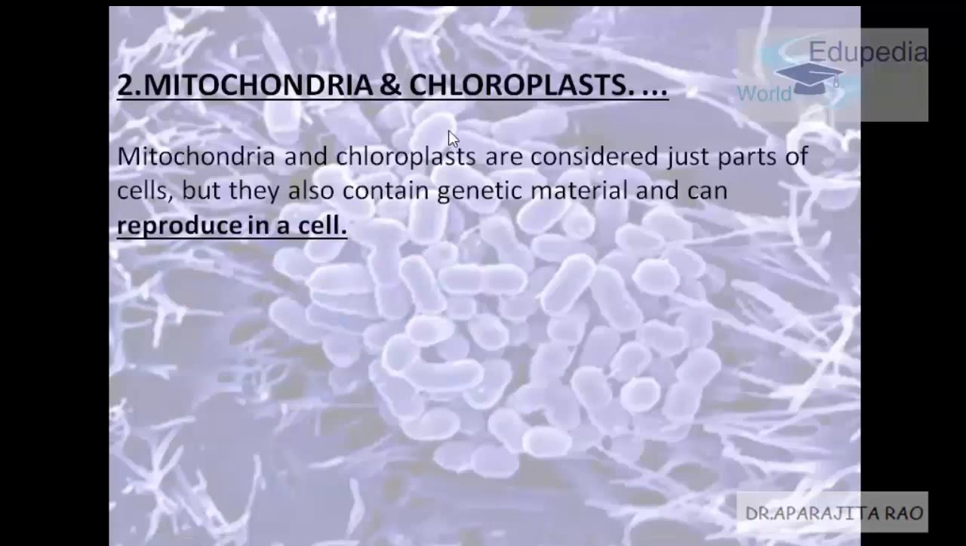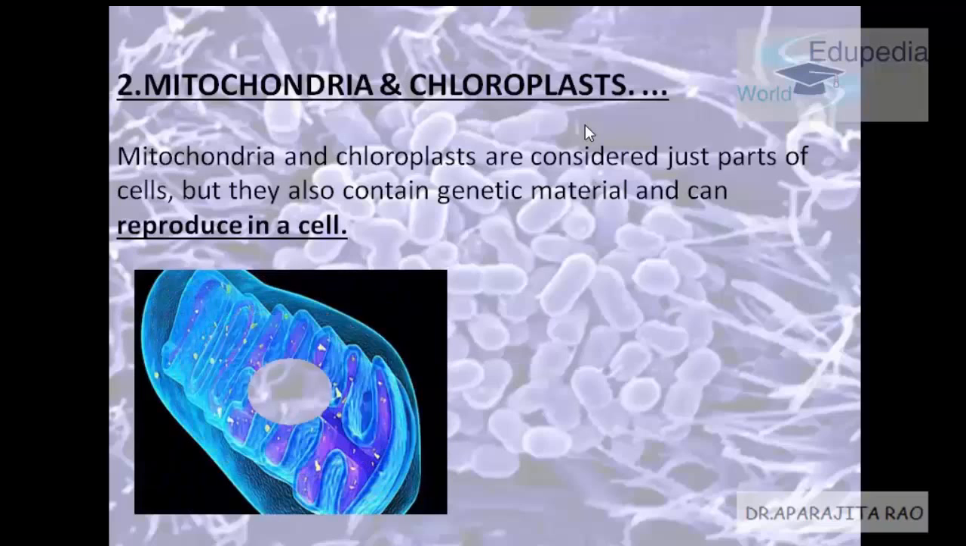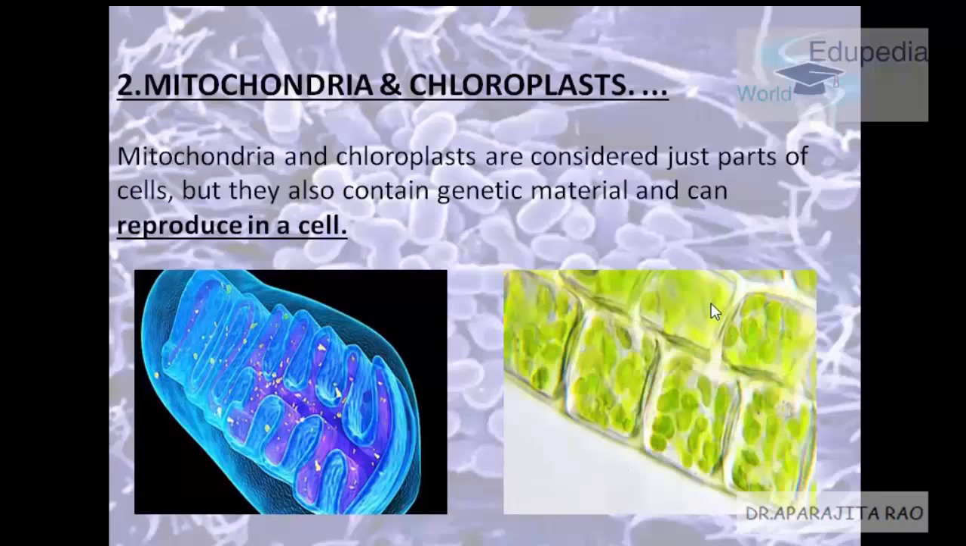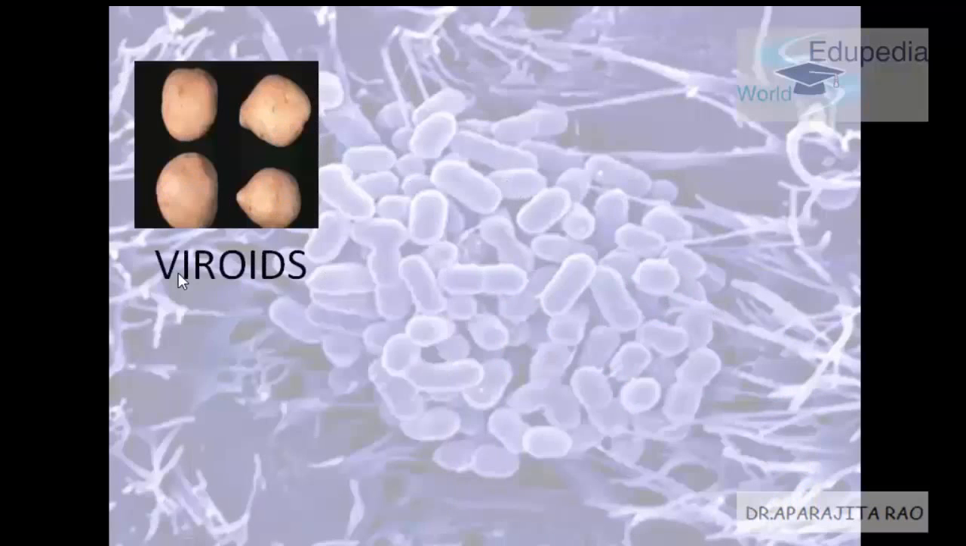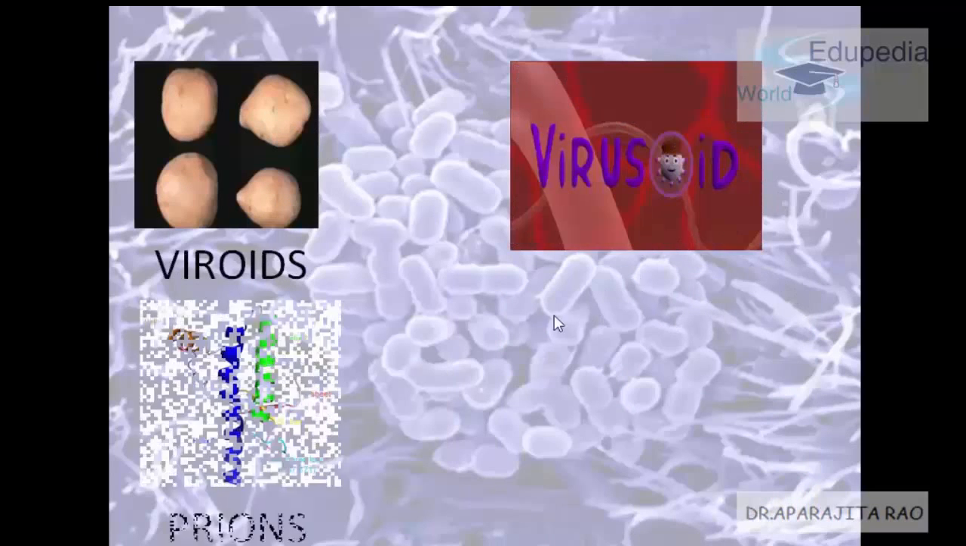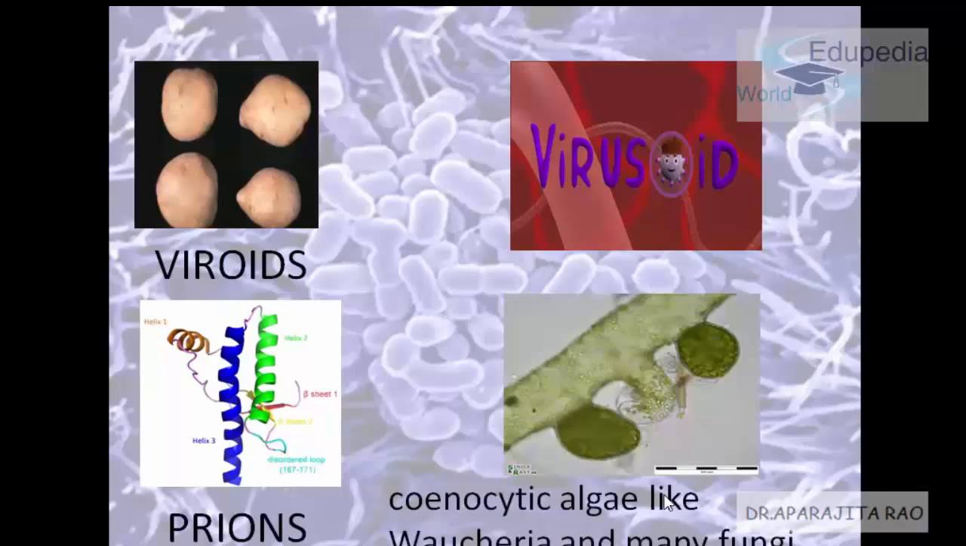Other exceptions were mitochondria and chloroplasts. They are organelles which we'll read about in the future lectures, and they can reproduce inside the cells and even have genetic material. Few more were viroids, virusoids, prions, and coenocytic algae like Vaucheria and many fungi. Don't go crazy after all these names. It is way out of your syllabus. You should just know that things like this exist, and we'll study about these in the later classes.